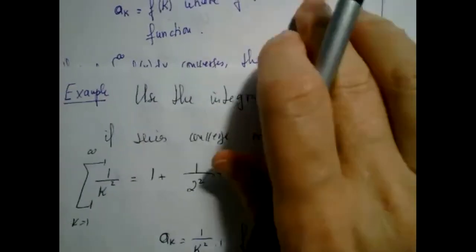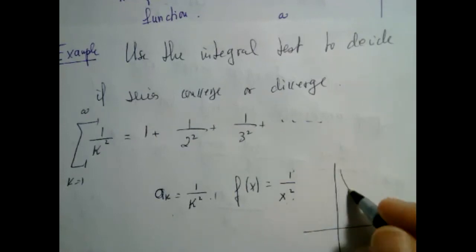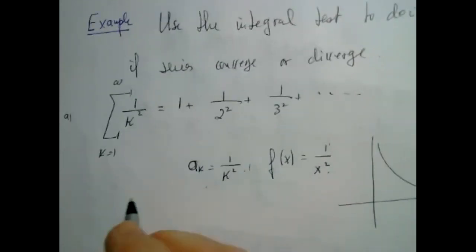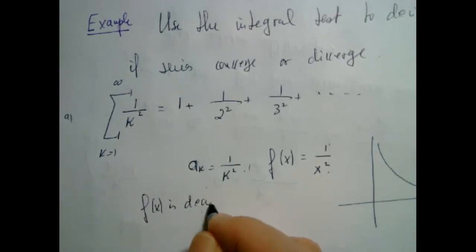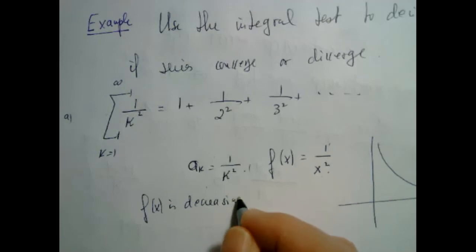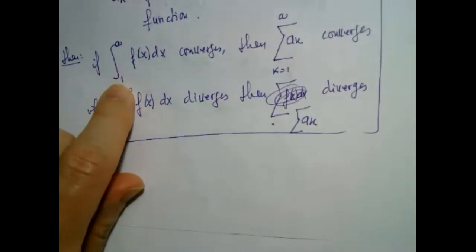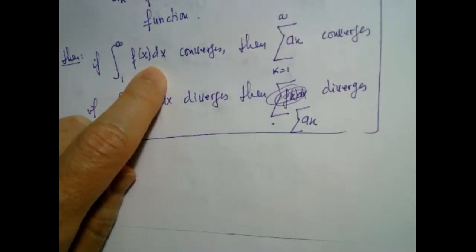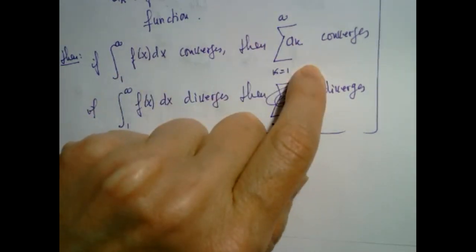Now, the function f of x equal 1 over x squared, if we graph it, is decreasing. So f is decreasing. Now, the integral test tells me to look at the improper integral from 1 to infinity of f of x. If this one converges, your series will converge. That's really what it tells you.